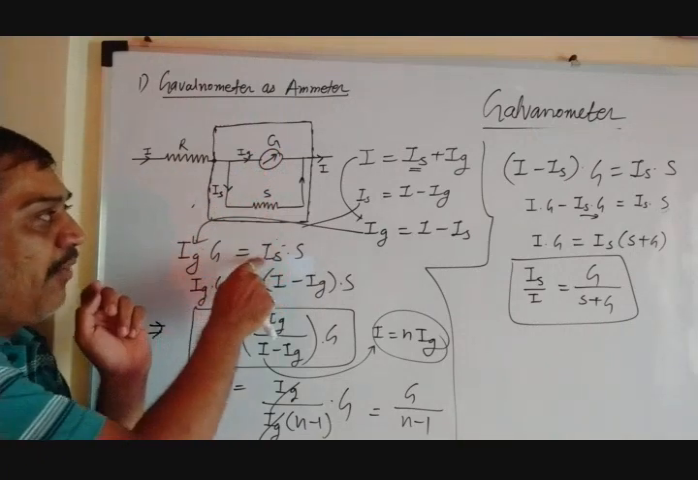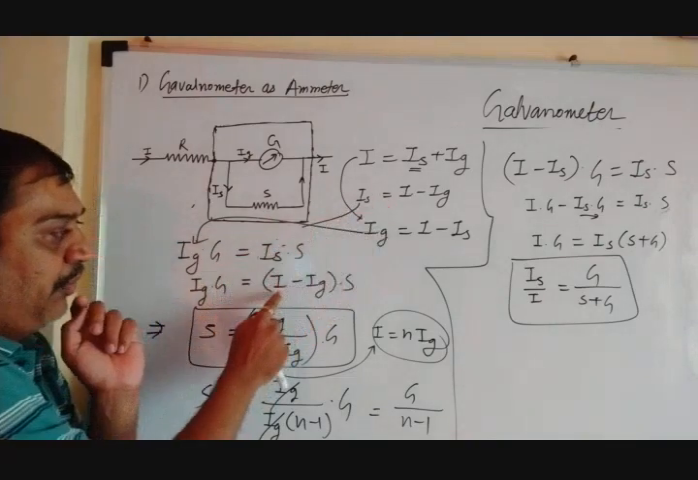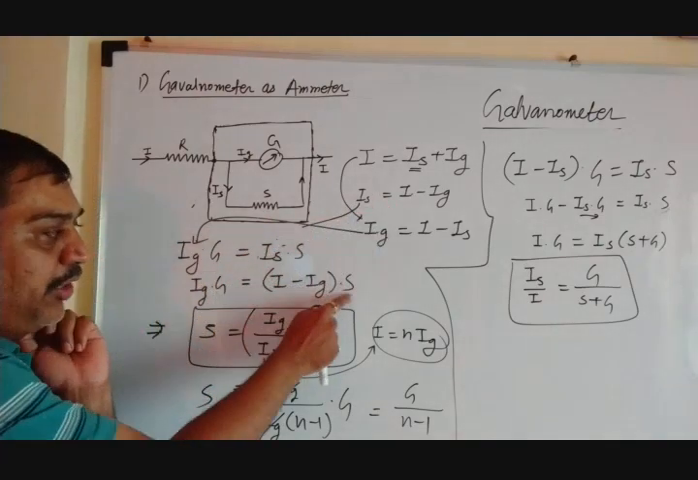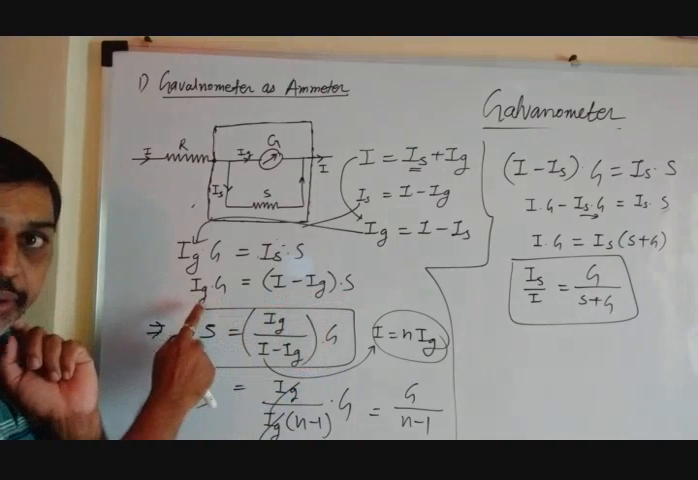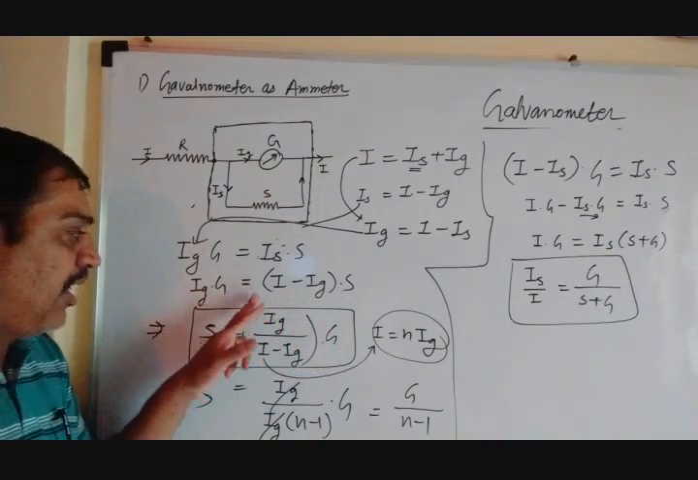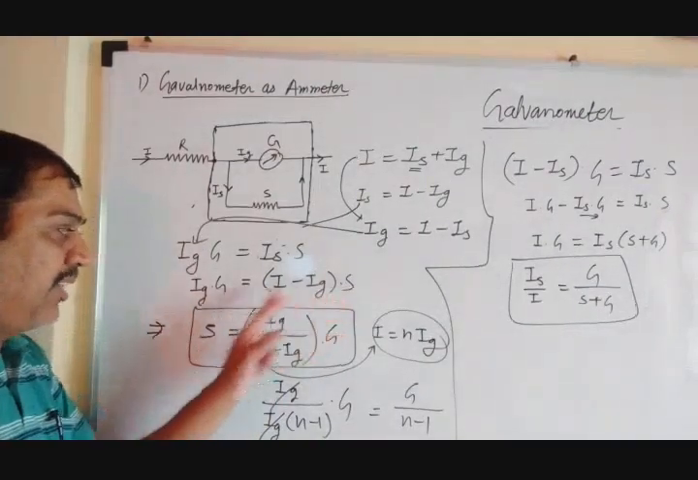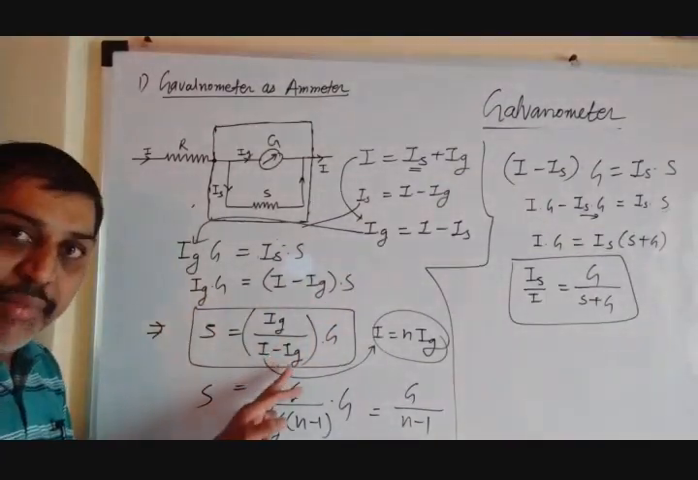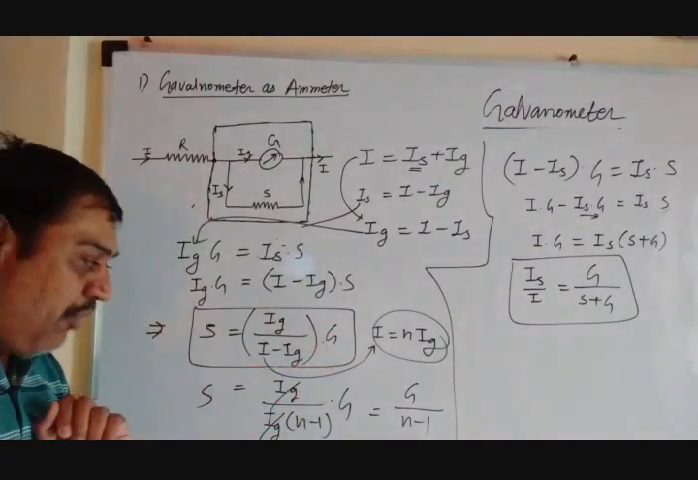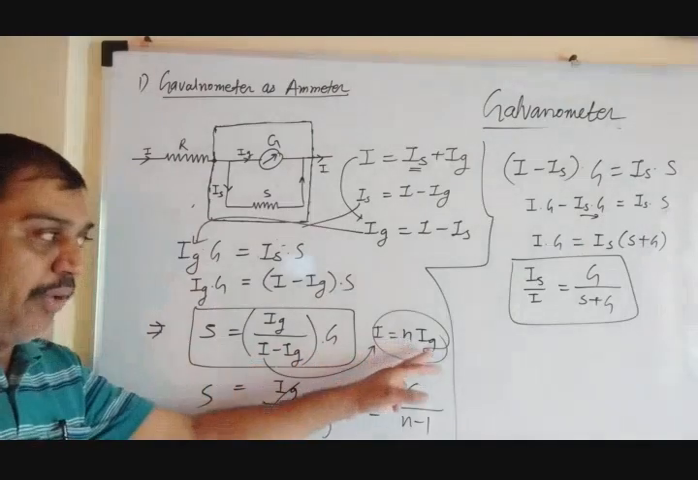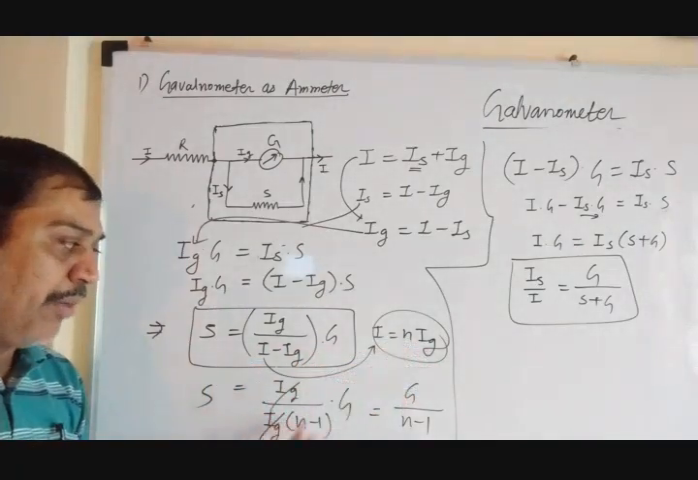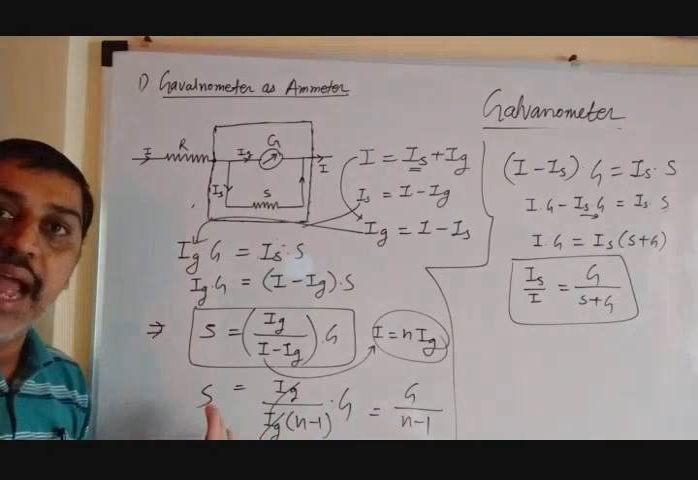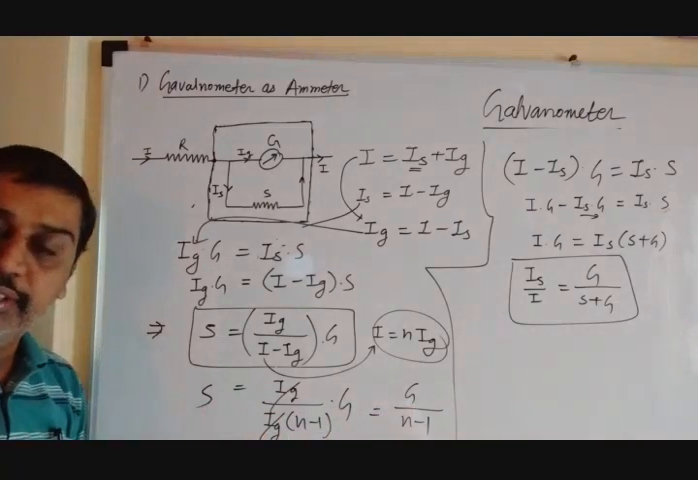Now put the value of Is from this equation. Here we get (I minus Ig) into S, and Ig into G as it is. Just solve this equation for S. So S equals Ig into G divided by (I minus Ig), since this goes to the denominator. Now if we increase the range, I equals N into Ig, and taking Ig common, we get S equals G divided by (N minus 1). That is the shunt resistance.